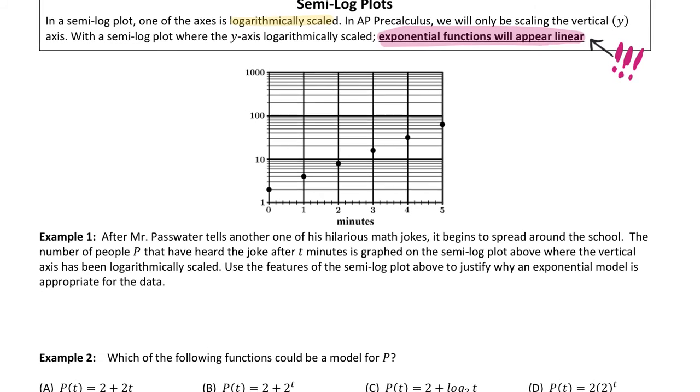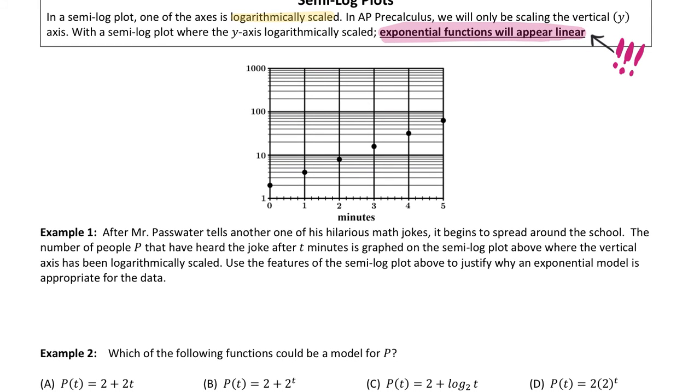In this first example, example 1, after Mr. Passwater, who's the person who wrote all of your notes, he's awesome, tells another one of his hilarious math jokes, it begins to spread around the school. The number of people, P, that have heard the joke after T minutes is graphed on the semi-log plot above, where the vertical axis has been logarithmically scaled.